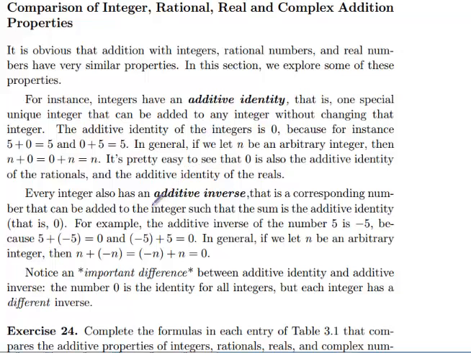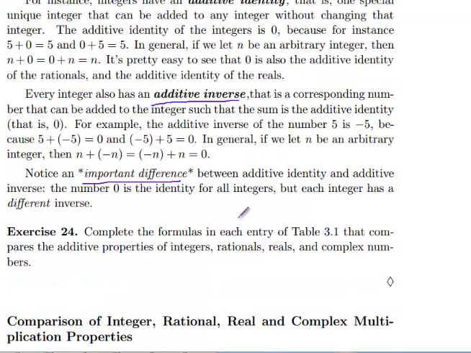There's the notion of additive inverse, which is for any number, there is another number which, when added to it, gives the additive identity. Now notice this important difference, that every number has a different additive inverse, but there's only one additive identity for the entire number system.